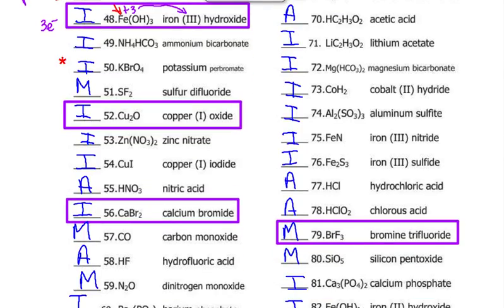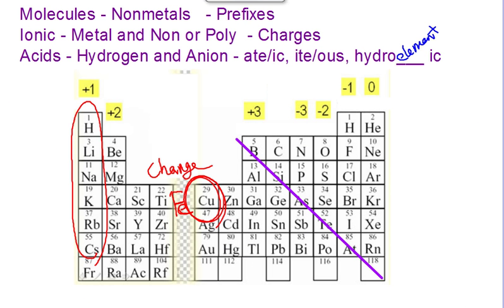So let's just go down to 52 and then 56. Copper, also in that weird area of the periodic table. So we write down all of the information we know about copper and oxygen. There's 2 coppers, 1 oxygen. I go to the periodic table, and oxygen is always -2, while copper is not a consistent charge.